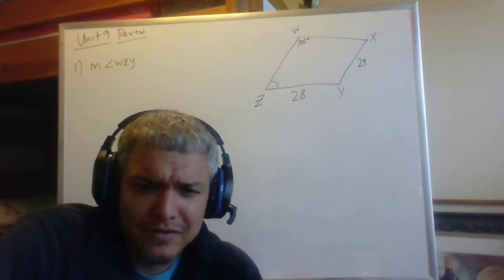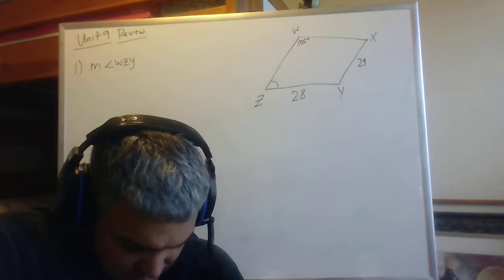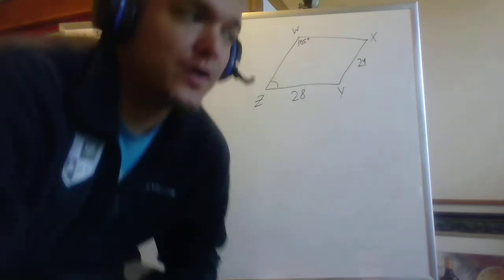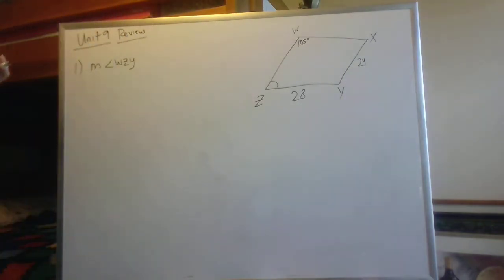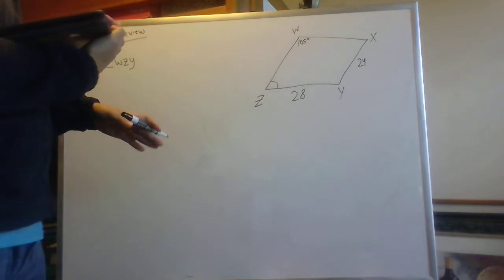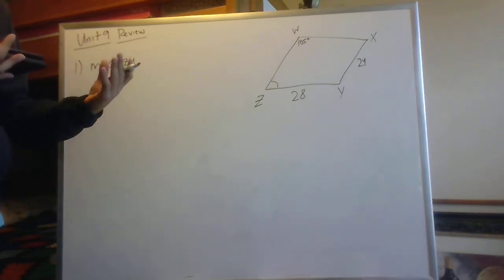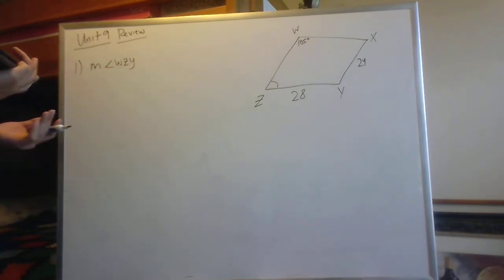Hi, good morning. We're going to start Unit 9's review right now. This is from page 822, number 1. I'm only going to do number 1 because number 1 through 3 has to do with this figure, this parallelogram, and it's very important for you to do the unit review, the majority of it on your own, so you can build the skills that you'll need to pass the test.